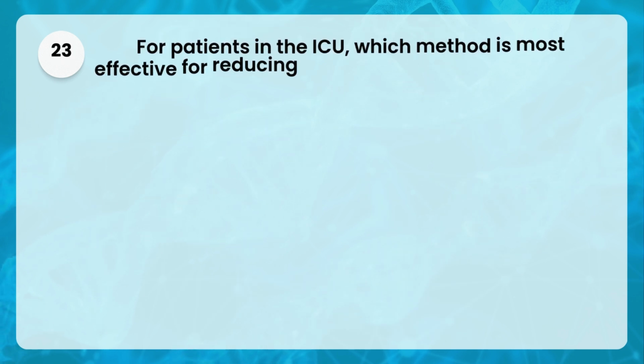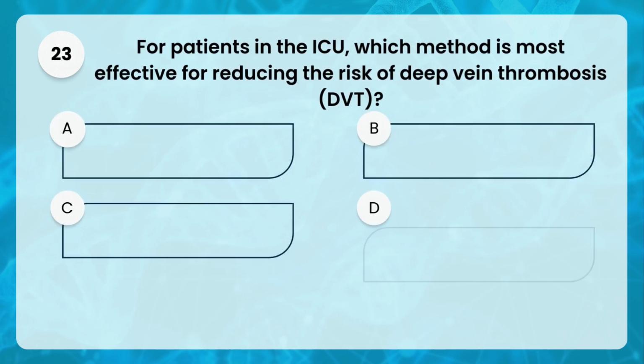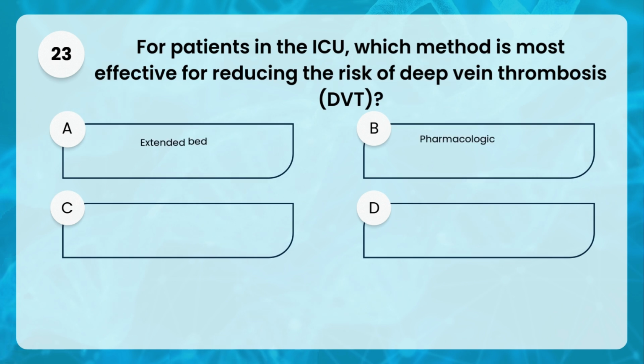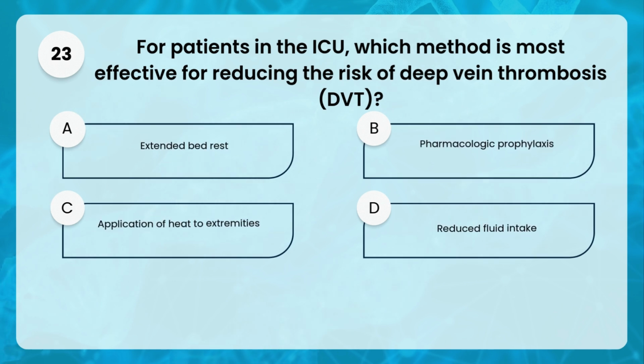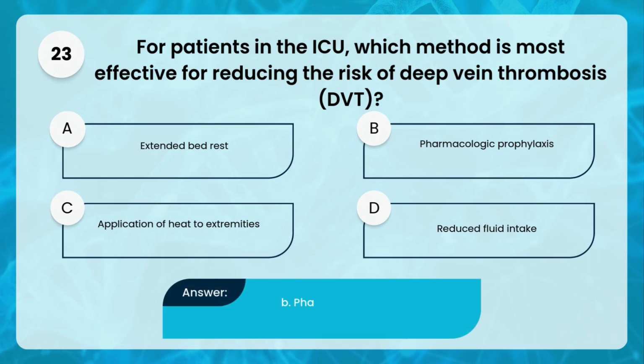Number 23. For patients in the ICU, which method is most effective for reducing the risk of deep vein thrombosis, DVT? A. Extended bed rest. B. Pharmacological prophylaxis. C. Application of heat to extremities. Or D. Reduced fluid intake. The answer is B. Pharmacological prophylaxis.